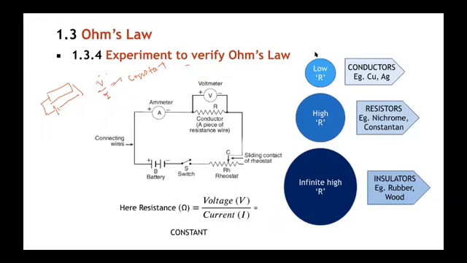So we want to verify Ohm's law, and to verify Ohm's law we want this ratio to be constant, right? So we made this circuit. In this circuit, we have a battery and an ammeter connected to it, and this is a conductor which has some resistance. To measure the voltage we need a voltmeter, so we put a voltmeter across the resistance, right?